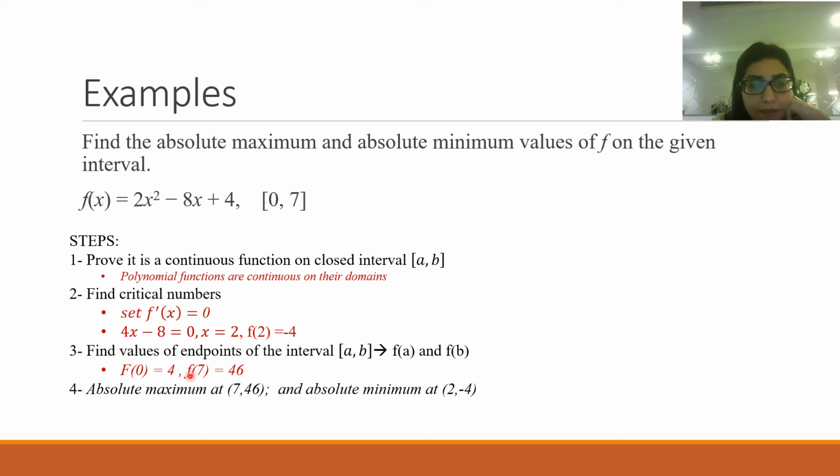Then I need to find the value of the endpoints, which is 0 and 7. So I substituted at 0 and at 7, and I found y is 4 and 46. I took the maximum y value, which is 46. Here it is. This is the absolute maximum at x equals 7, y equals 46. And the absolute minimum will be (2, -4).